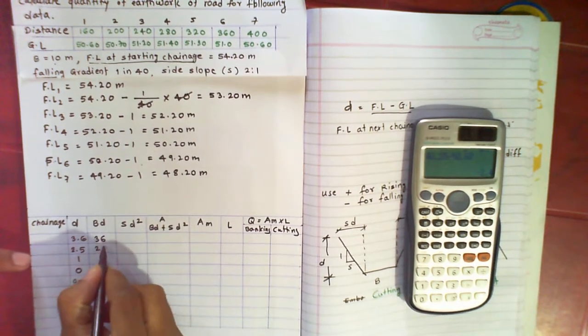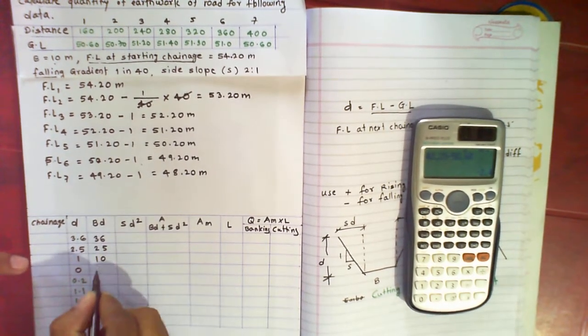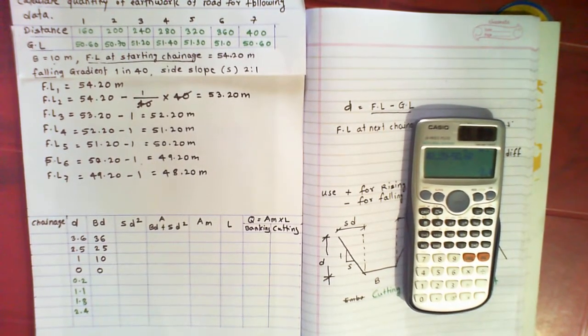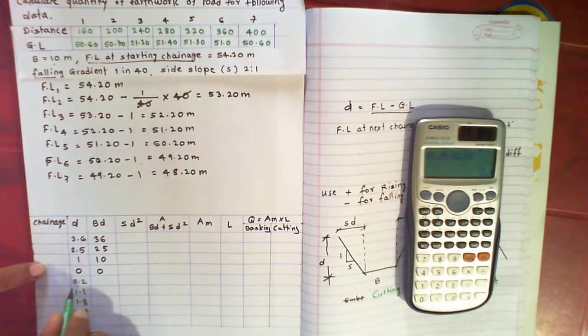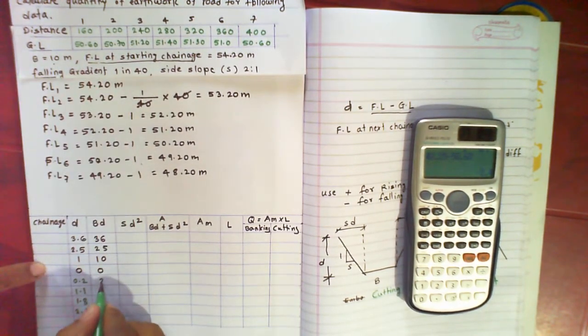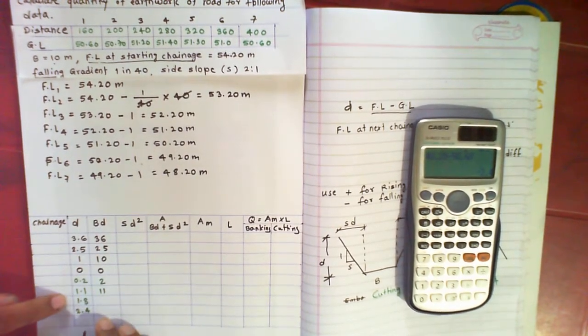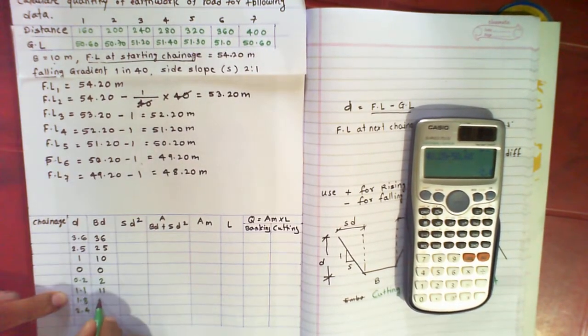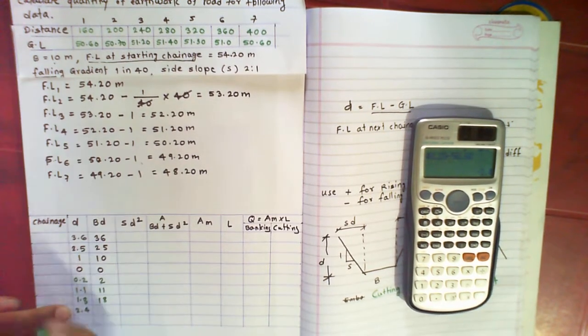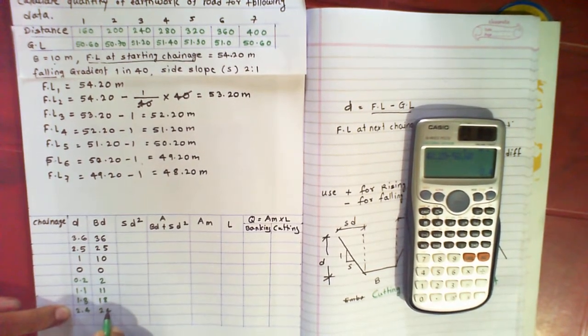Then it is 25, then 10, then 0. And for cutting values, it will be 0.2 into 10, that is 2. 1.1 into 10, that is 11. Again 1.8 into 10, that is 18. And 2.4 into 10, that is 24.